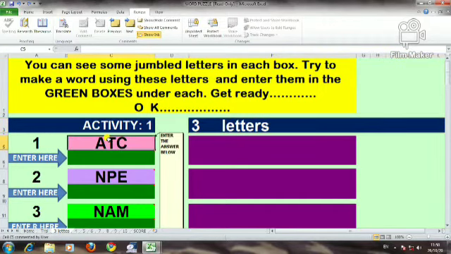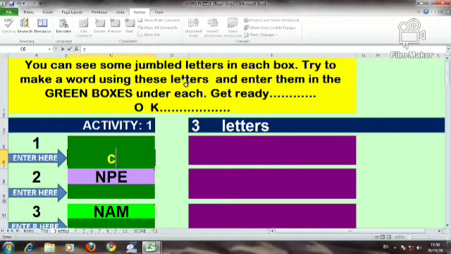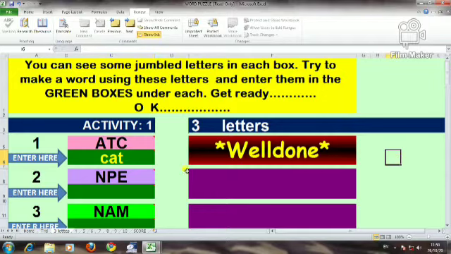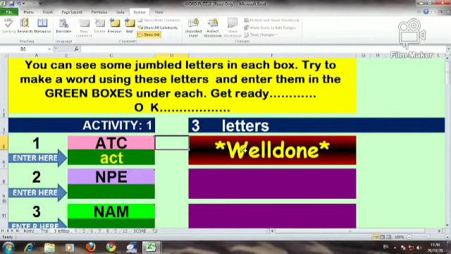ATC is the first set of letters given. Using these 3 letters, we can make a 3-letter word. What is it? Yes, cat is the word. Can you say any other word using this? Yes. Now let's see. Well done is given here. Now let's try another answer for this one. Act is another word. Then we also see it is correct.